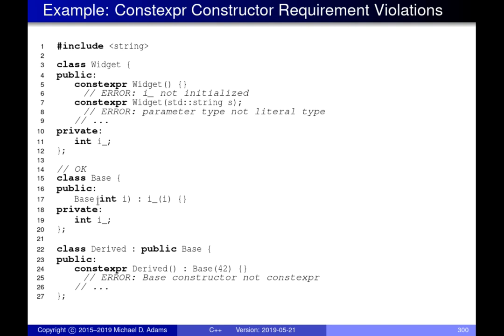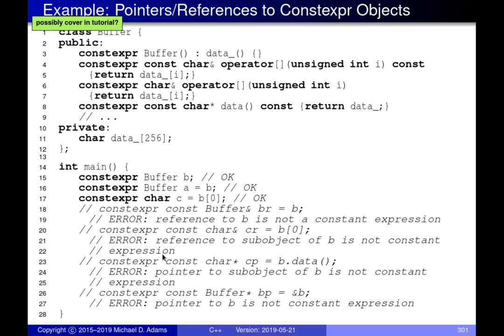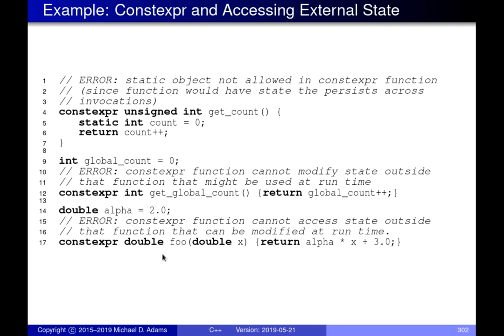So the base class categorically cannot be created at compile time. Therefore, we cannot create anything that derives from it, because we won't be able to create the base class object that's contained in the object that derives from it. So this is what the problem is here. The problem is not immediately in the derived class, but rather in the class that it's inheriting from. And this slide I might talk about in the tutorial. It's not really as important, relatively speaking.